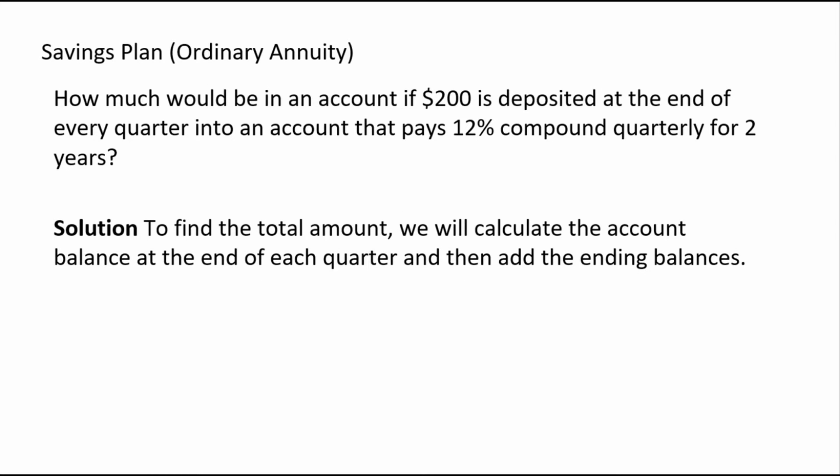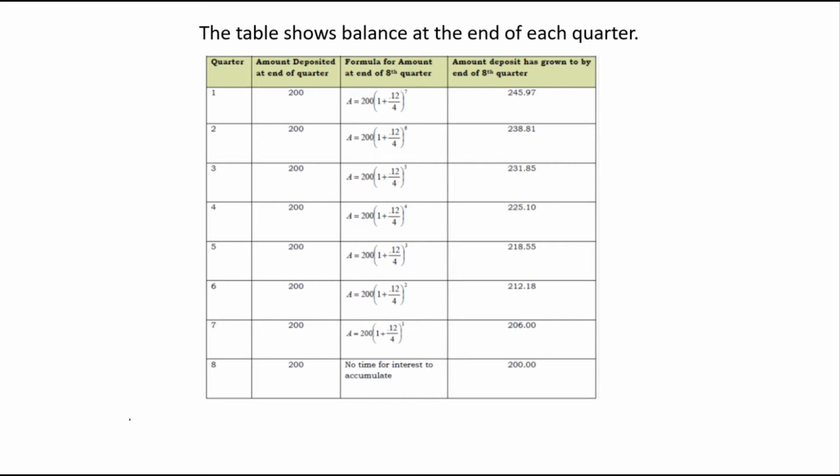Savings plan or ordinary annuity. How much would be in an account if $200 is deposited at the end of every quarter into an account that pays 12% compounded quarterly for 2 years? Solution. To find the total amount, we can calculate the account balance at the end of each quarter and then add the ending balances. The table shows balance at the end of each quarter.